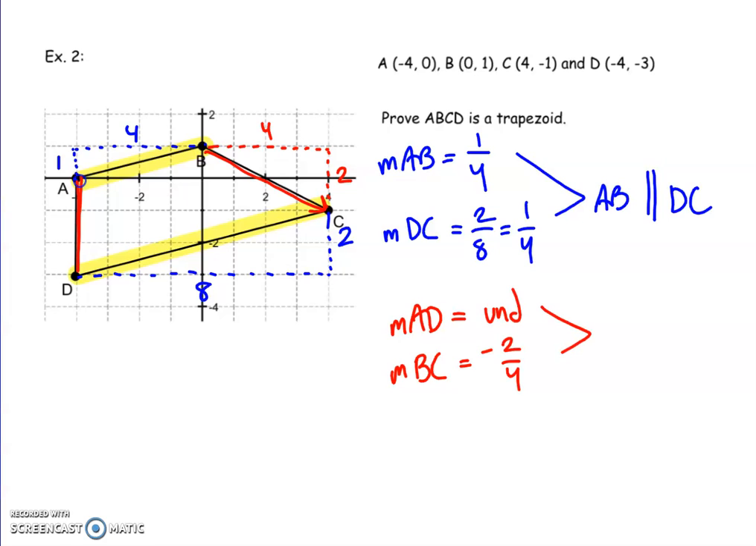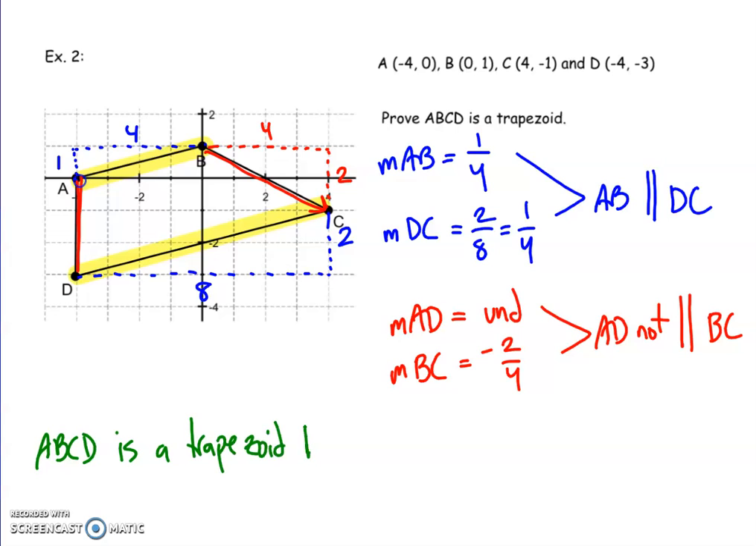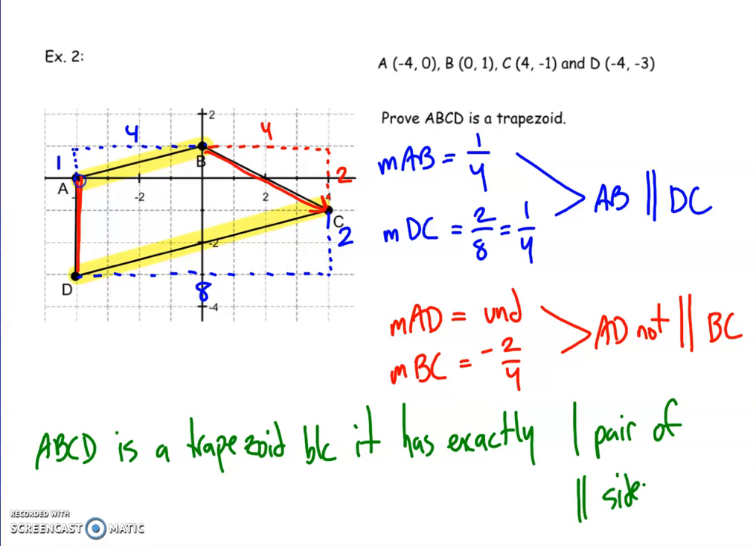Those two slopes are not equal, therefore AD is not parallel to BC. And that is enough to prove that this is a trapezoid. ABCD is a trapezoid because it has exactly one pair of parallel sides. And that's how you prove a trapezoid. And that concludes this lesson.